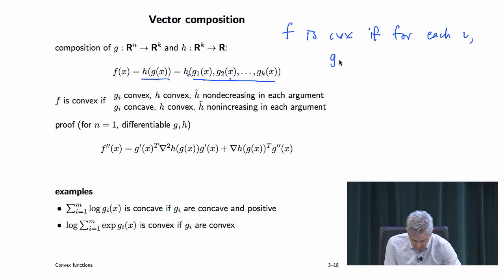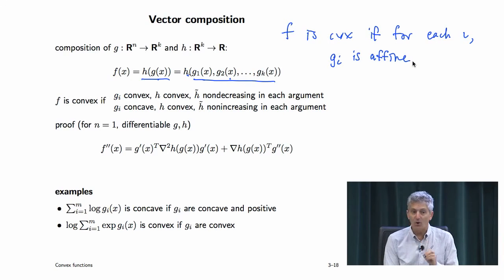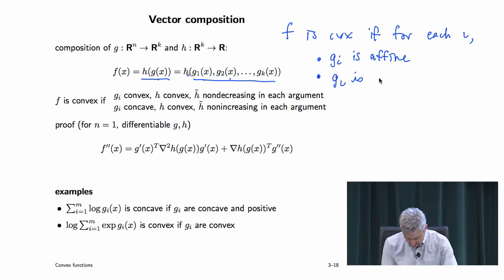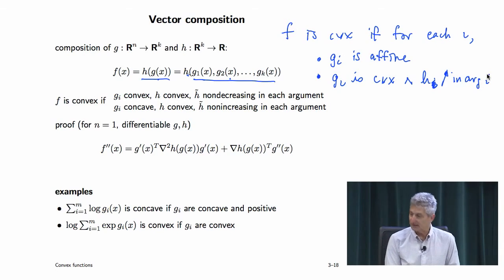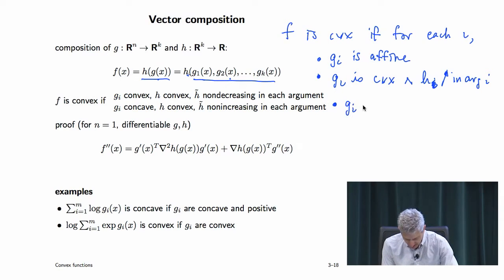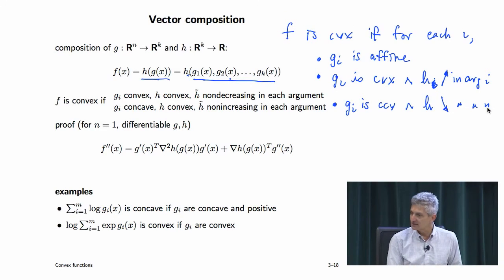First, if g_i is affine, then there are absolutely no monotonicity requirements on the enclosing function h. That's the first one. Or g_i is convex and h is increasing in argument i. I'm writing this informally, but you know what I mean. Or g_i is concave and h is decreasing in argument i. So that's it.